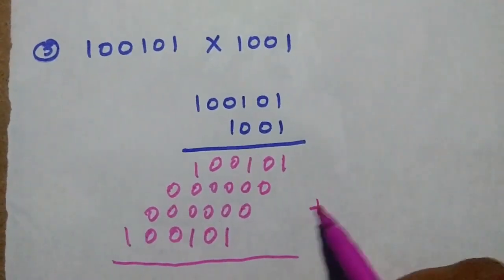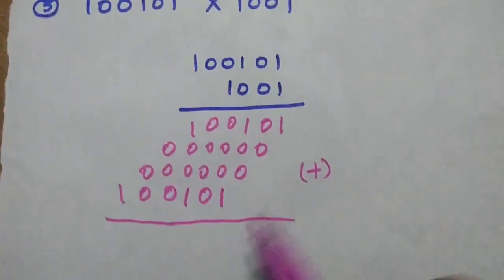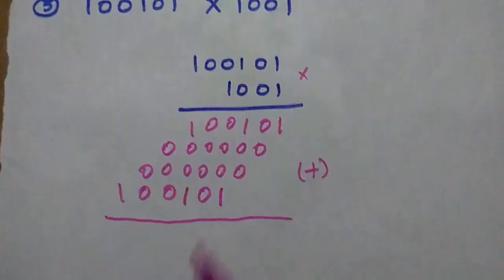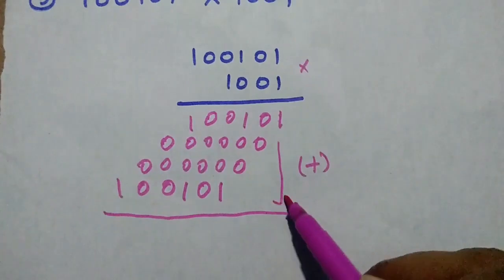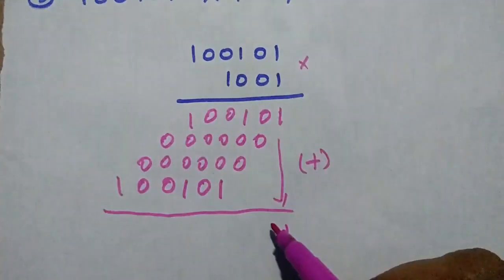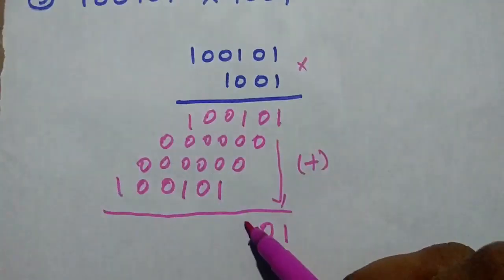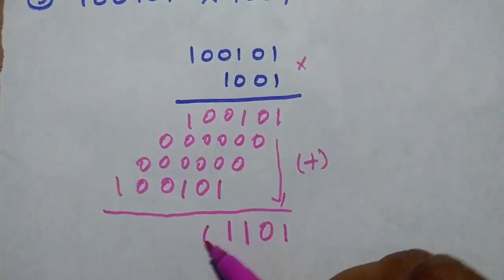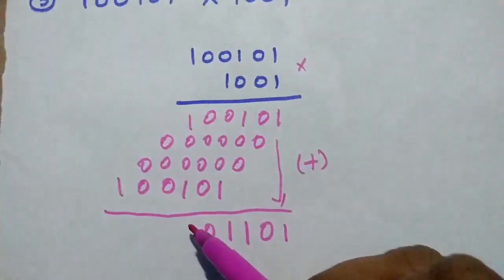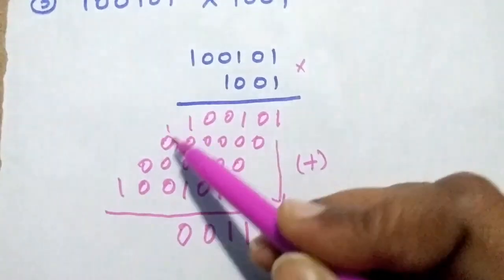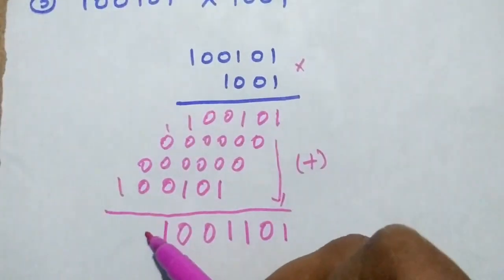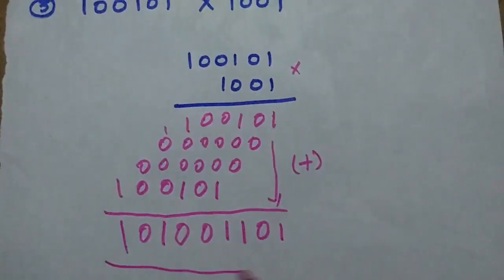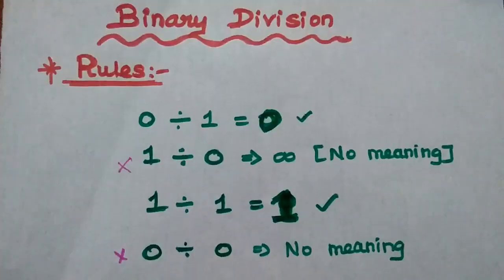And finally we have to add all those values. Here it is multiplication. So here we can get 1, 0 plus 0, 0. Here it is 1, 1, 0. 1 plus 1 is 1 0. So here 0, 1. So here the answer is 1, 0, 1, 0. This is the final answer.